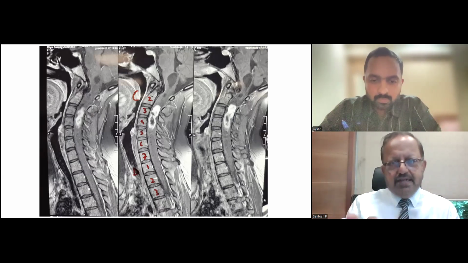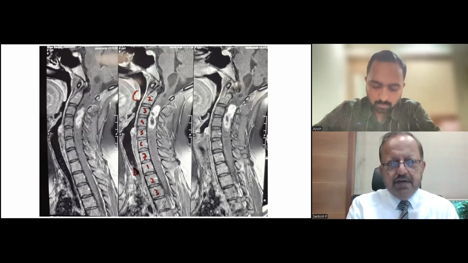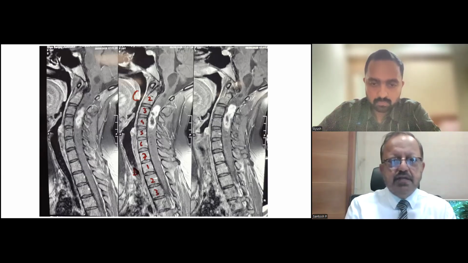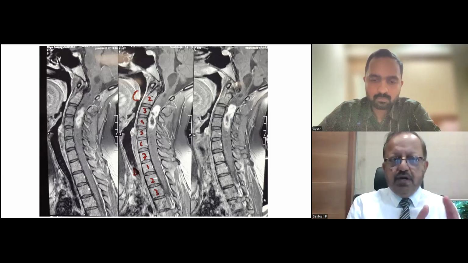As far as intramedullary tumors are concerned, your goal is to do a total excision of the tumor without inflicting any neurological deficits. If you go in with a goal of only taking a biopsy and partial decompression, you will not ever be able to achieve a total excision.